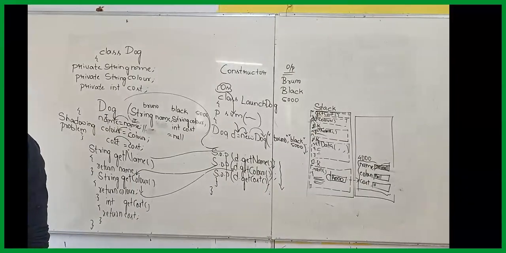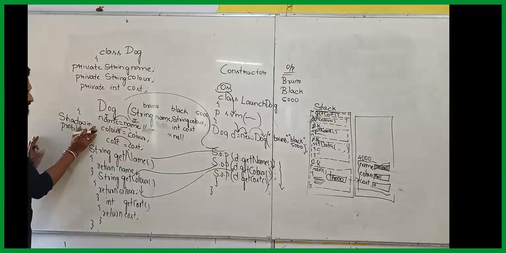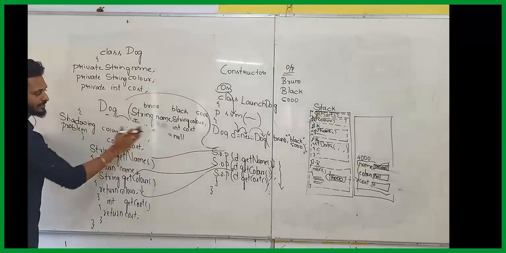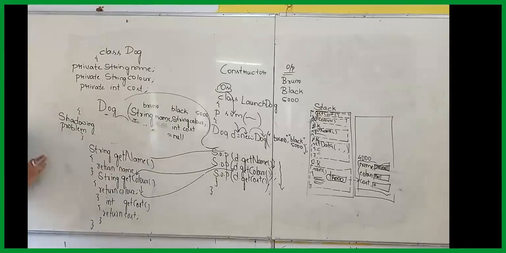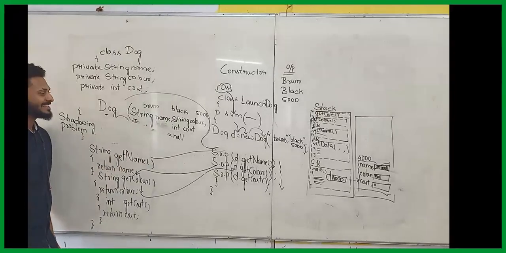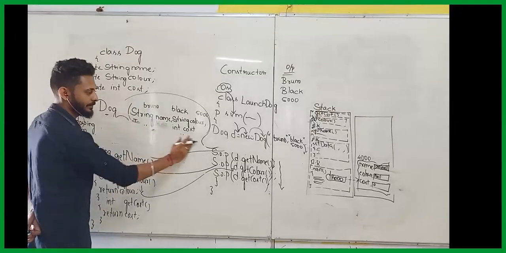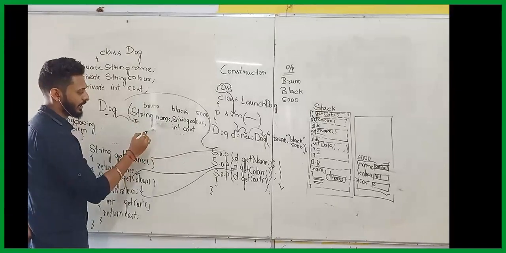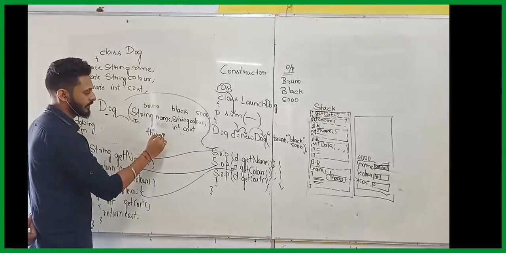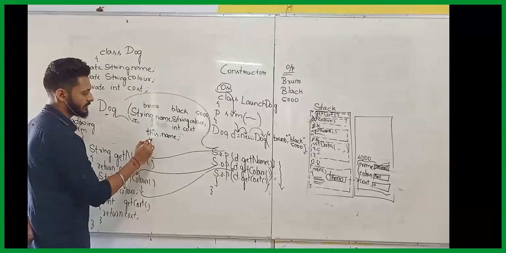How can we overcome the shadowing problem? The this keyword. Okay, which side should I write this? Any side. However, you can write it on any side. It does not mean that you should write left side only. Assume that now I will write it on the right side. What I will do here: this dot color, this dot cost.